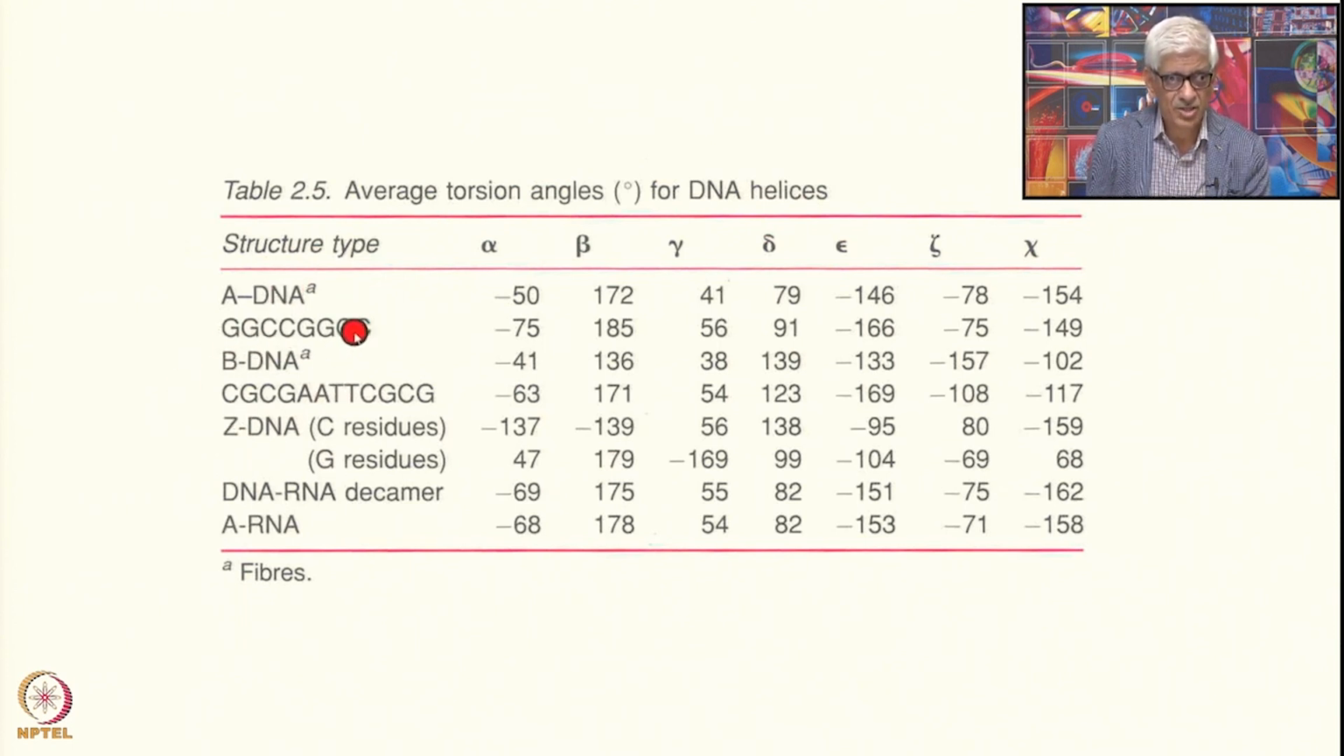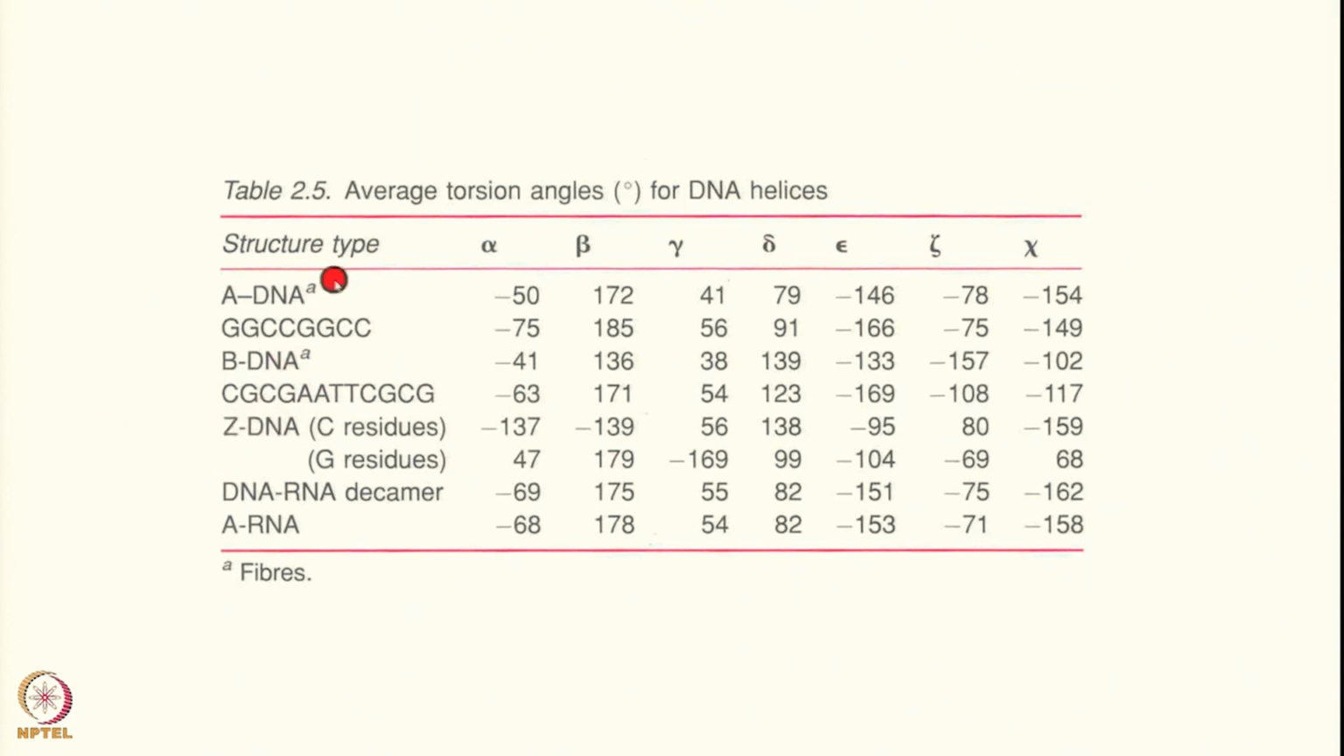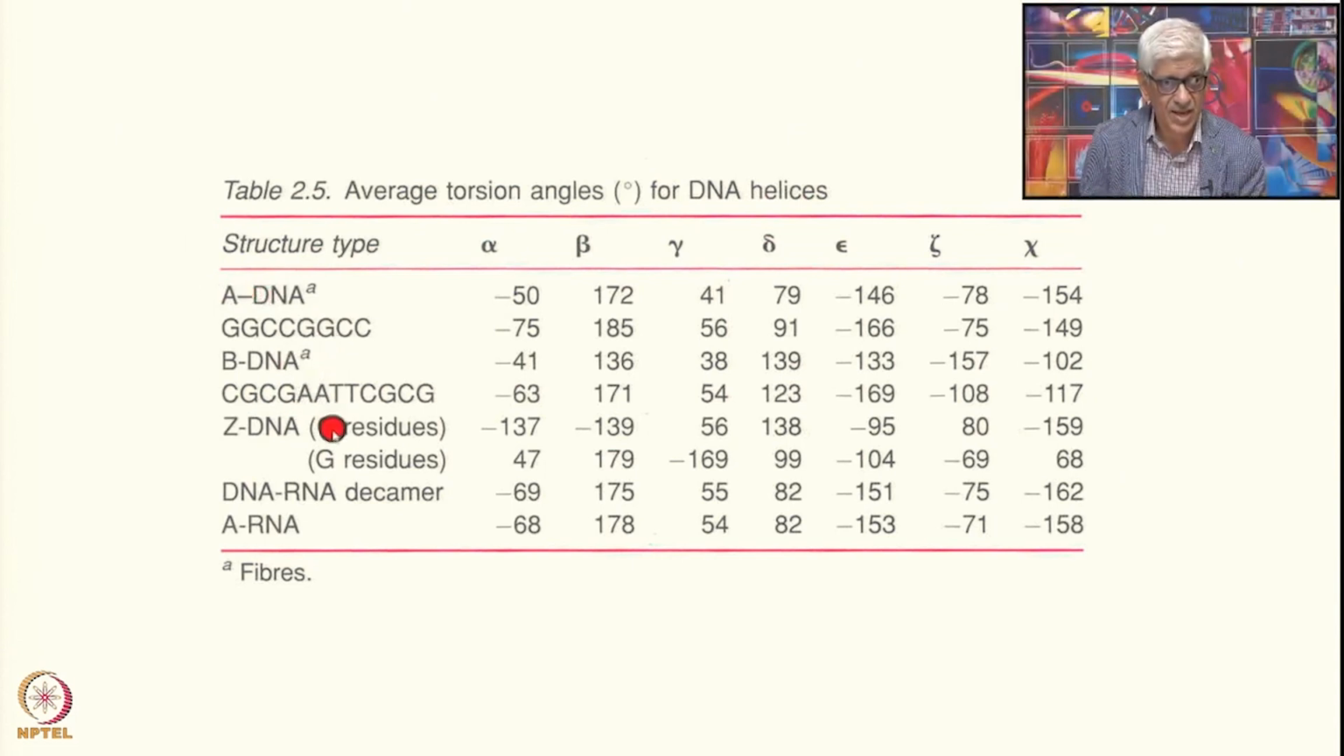GGCC, you notice, is also a self-complementary sequence, and this forms an A-DNA. The B-DNA form, CGAATTCG, is also a self-complementary sequence, because if you write it in the similar reverse way, you will find it is the duplex. And the Z-DNA is, as I said, CCGG, and it is a dinucleotide repeating unit here. You have the C residues and the G residues, and the individual units have different structures.